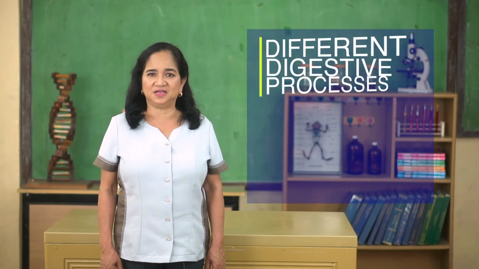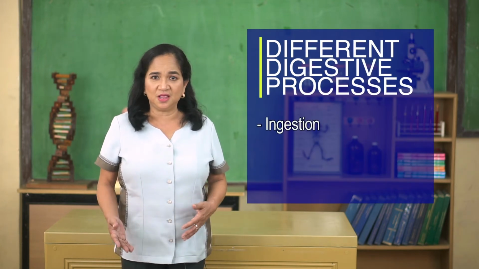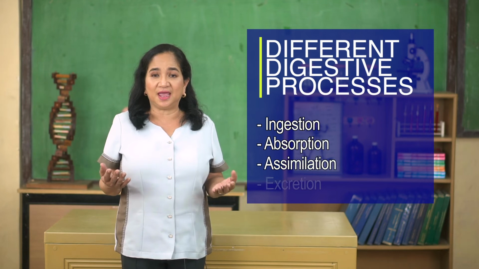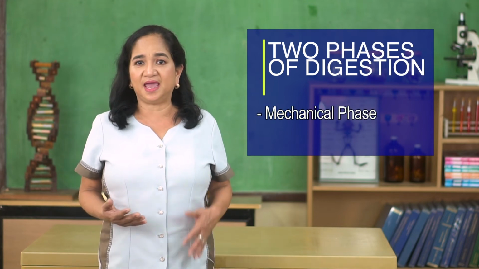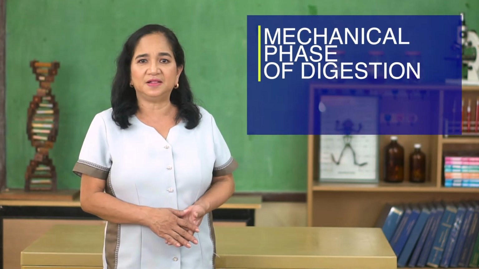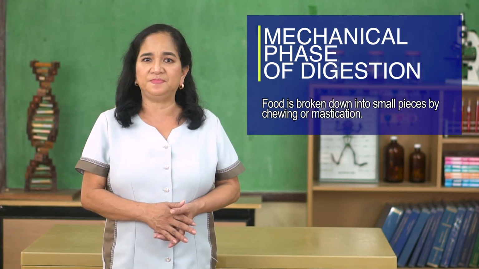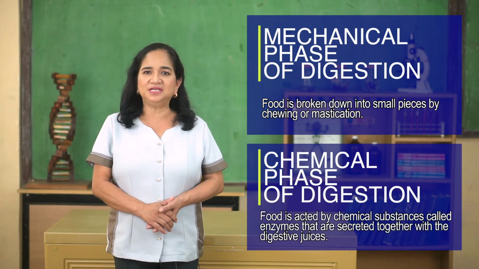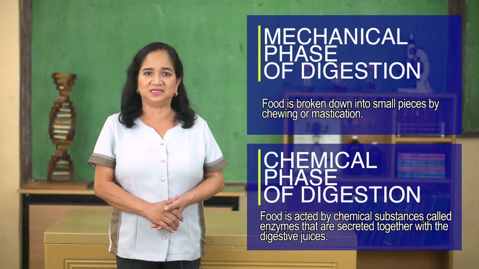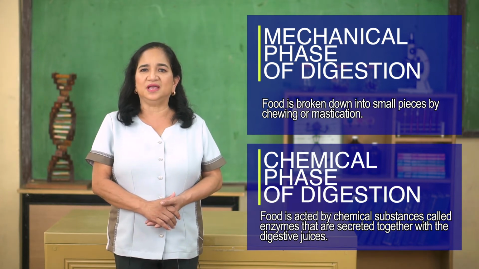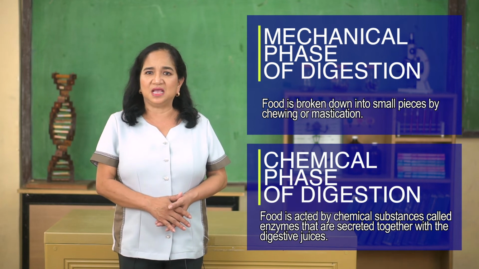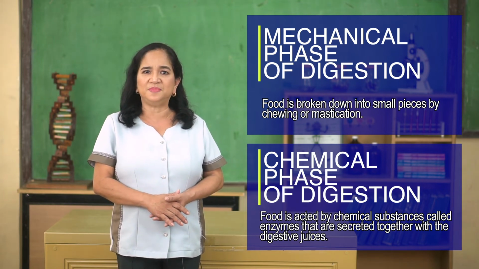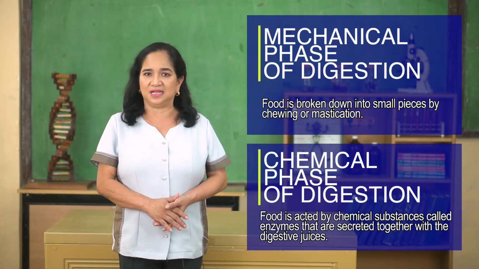In this episode of Agham Alam Hub, we differentiated digestive processes such as ingestion, absorption, assimilation, and excretion. Digestion undergoes two phases, the mechanical phase and the chemical phase. During the mechanical phase, food is broken down into small pieces by chewing or mastication. During the chemical phase, food is acted on by chemical substances called enzymes that are secreted together with the digestive juices. These enzymes act on food and change them into simplest equivalents which the body cells can utilize.